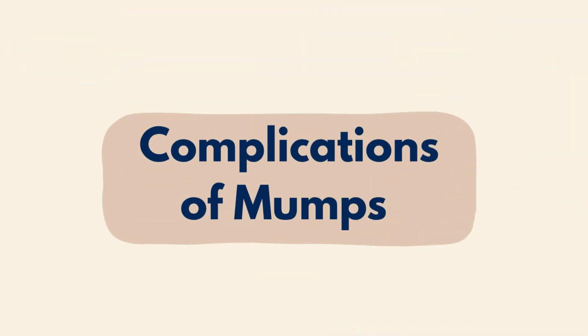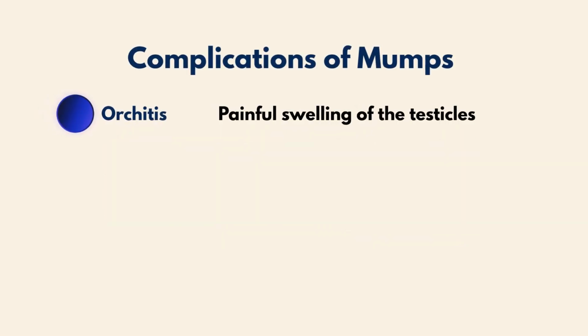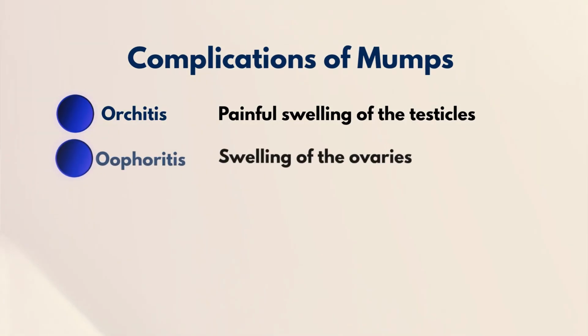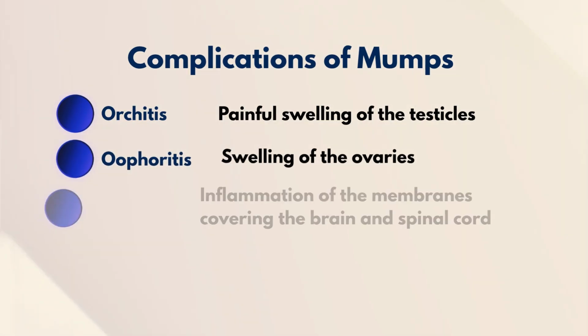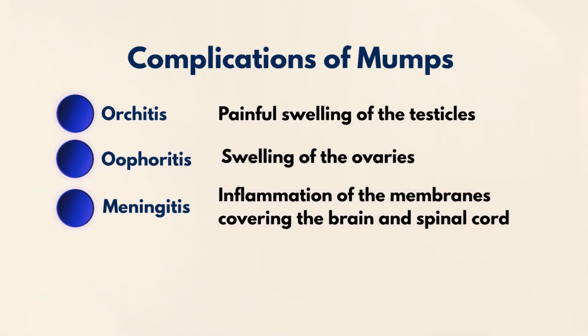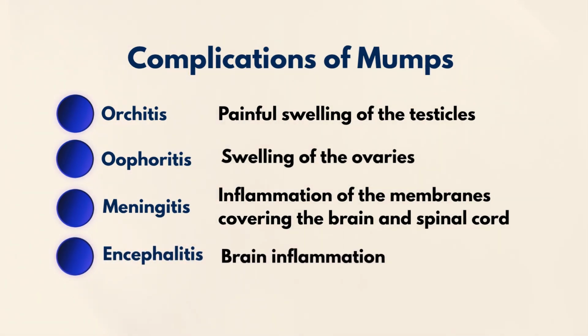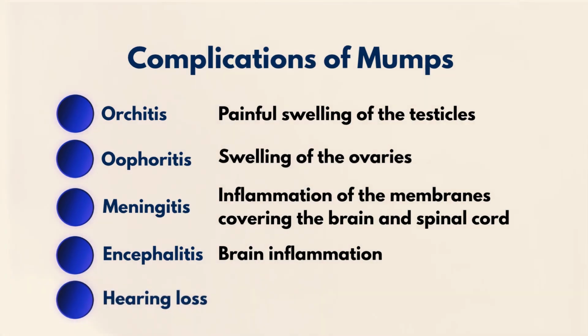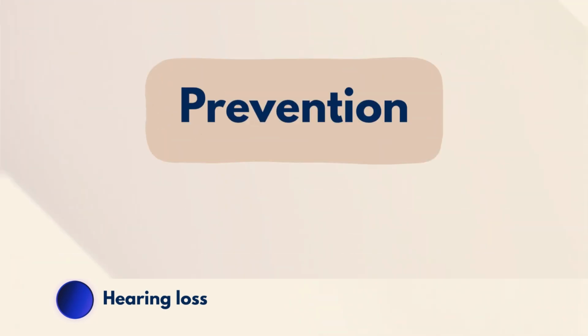Although most people's immune system clears this virus after a few weeks, there has been research that this viral infection can lead to some serious complications later in life, such as orchitis, painful swelling of the testes. This could rarely cause infertility, but note, it can also cause infertility. Oophoritis, swelling of the ovaries, meningitis, inflammation of the membranes covering the brain and the spinal cord, encephalitis, brain inflammation, and it could also cause hearing loss. However, most of these complications are rare, but they can still occur.